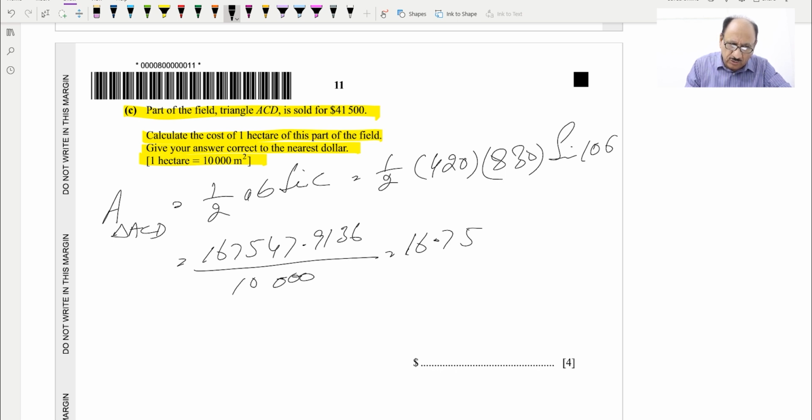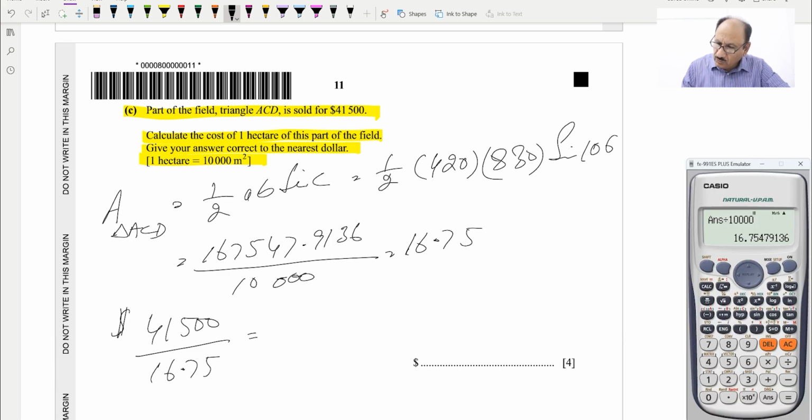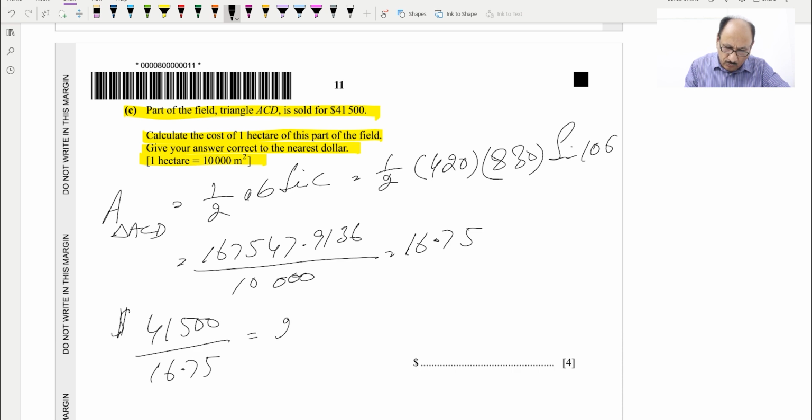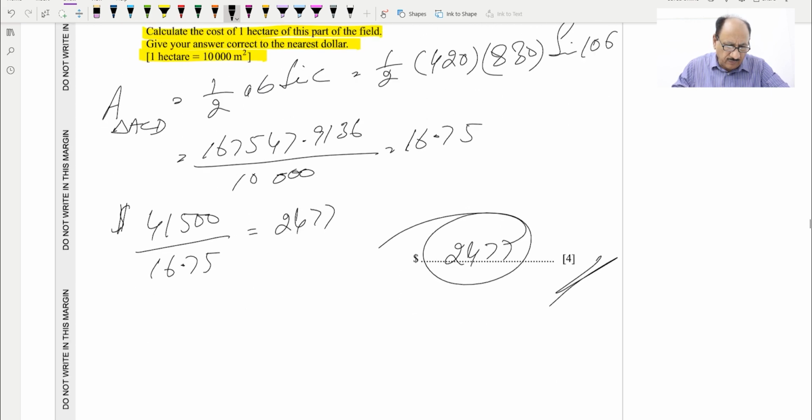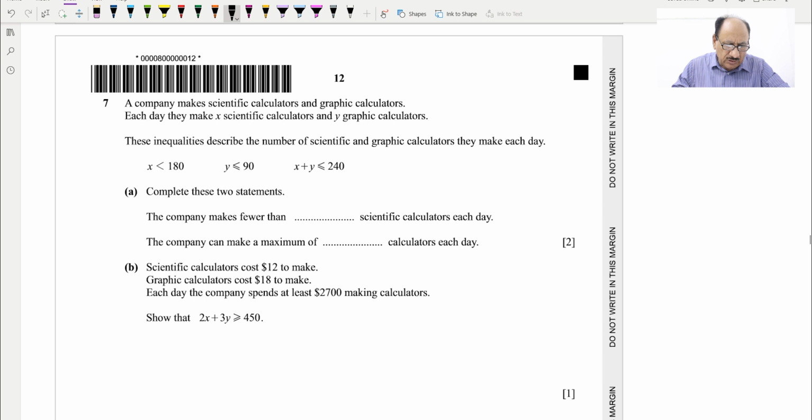And now the amount is 41,500, and 16.75 hectares. So we can write 41500 over 16.75, and this will give us 2477. So we can write 2477 dollars per hectare, and this will be our answer for 4 marks. This is done. Now question number 7.